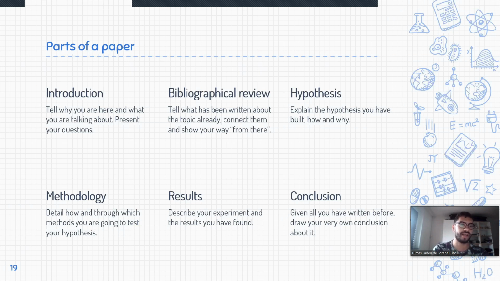And this is where you detail how and through which methods you are going to test your hypothesis. So it's where you explain if you're doing a survey and how the survey works, if you're doing a laboratory experiment and how it works. The thing here is this has to be really, really specific. You really have to describe how you got there to a point that people anywhere else in the world will be able to reproduce it.